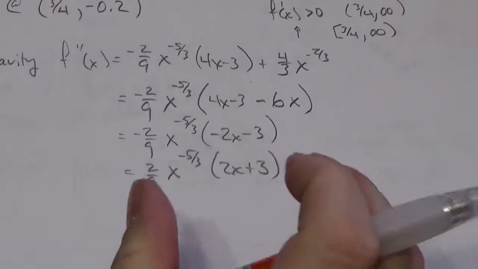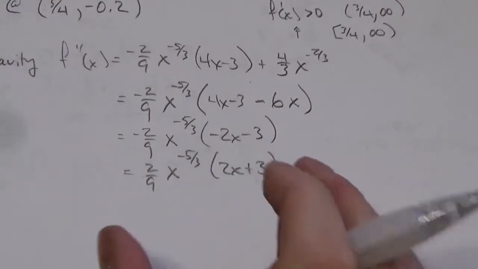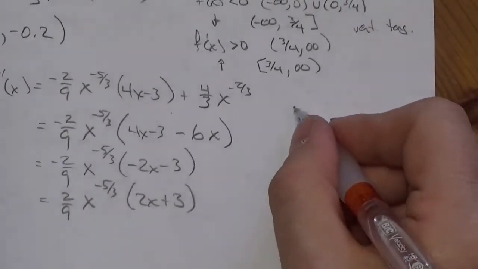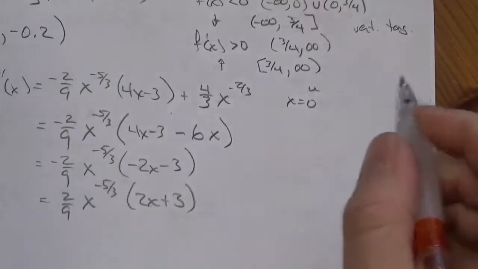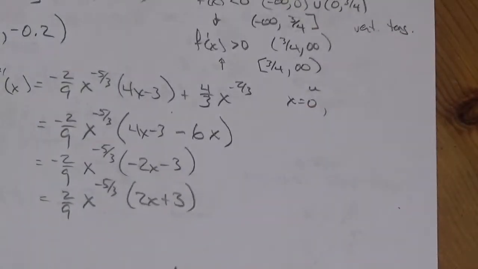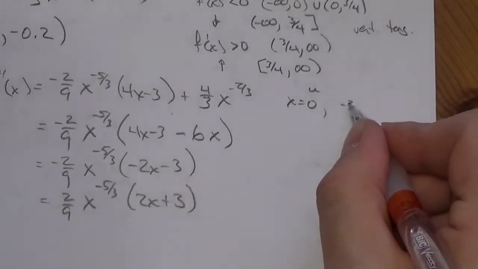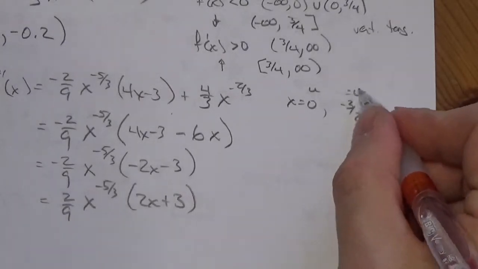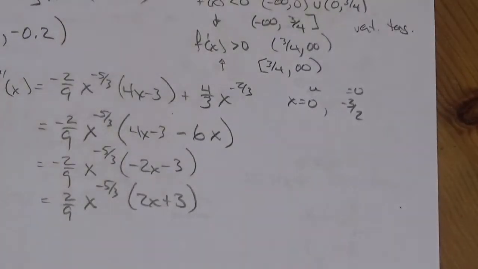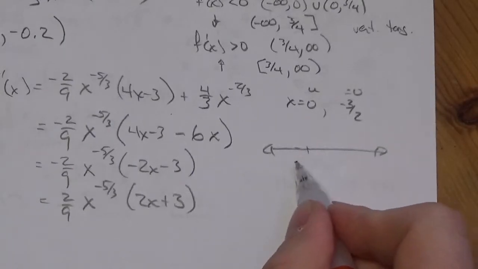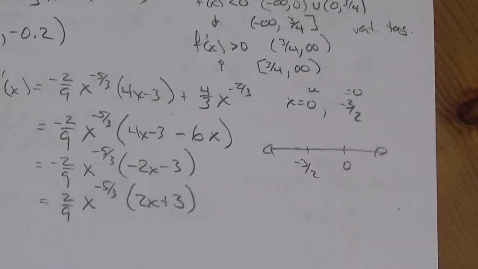All right, so now where does this go to 0, or where is it undefined? Well, because the first derivative was undefined at 0, this one's also going to be undefined at 0. So I know, okay, when x is equal to 0, this is going to be undefined. And then I know that this is going to go to 0 at negative 3/2. Equals 0. So now let's just take a look at that number line there real quick. So this time we got negative 3/2 over here, 0 over here.